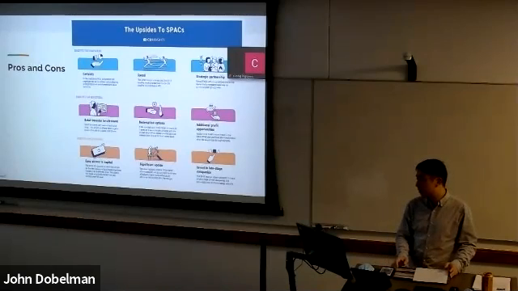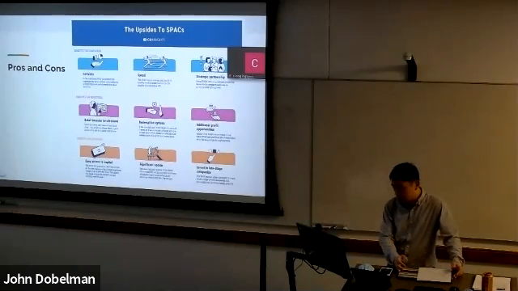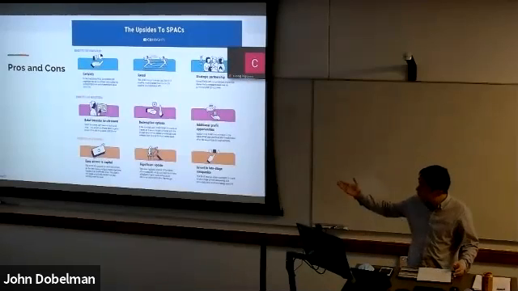But the SPAC member team has a lot of experience dealing with this investment relationship, how to run a public company, so they can help with that. And the other thing is they have the redemption option.